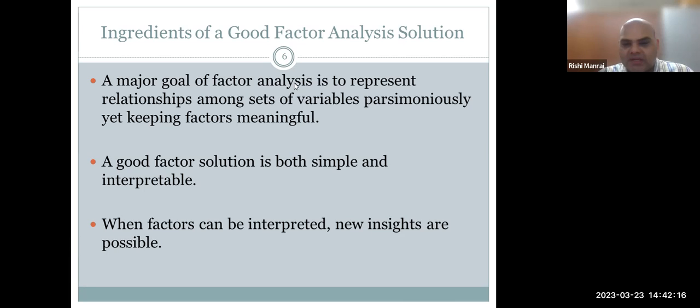So a good factor analysis is both simple as well as interpretable. When you are interpreting the factor analysis, you have to be careful, as I discussed, and these interpretations will help you to get suitable results for your studies, as well as help you to develop good research papers in your area.